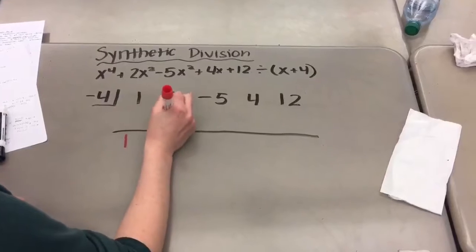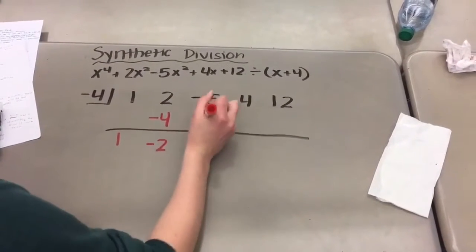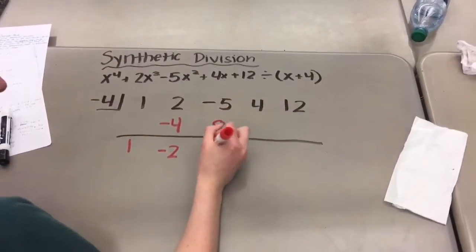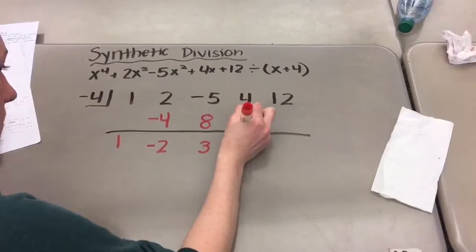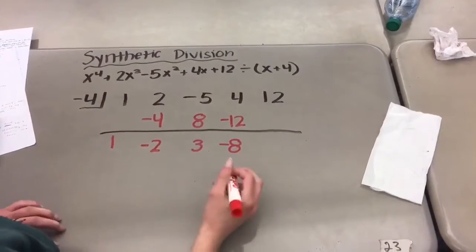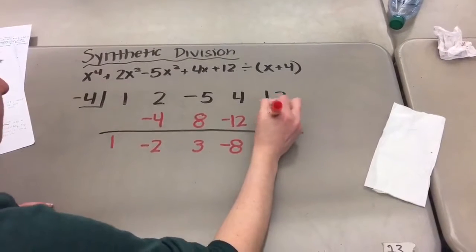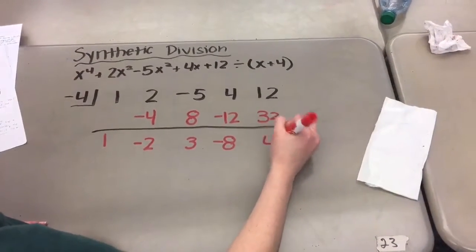Drop down your first coefficient, multiply it by negative 4. You add 2 and negative 4, which is negative 2, multiply by negative 4, which is 8. You add negative 5 and 8, which is 3. Multiply that by negative 4, which is negative 12. Add those two numbers together, which is negative 8. Multiply negative 8 by negative 4, which is 32. And you add 12 and 32 together, which is 44.